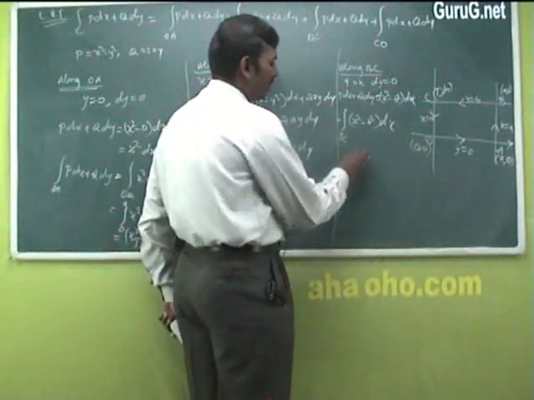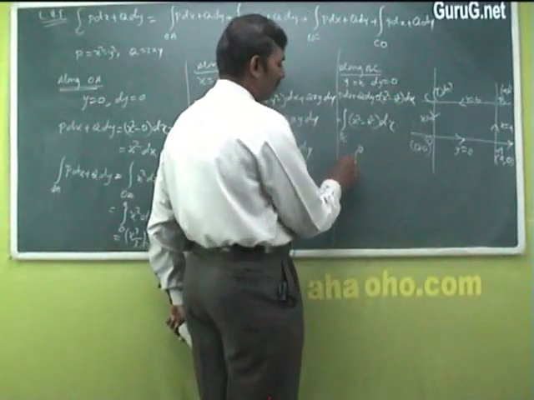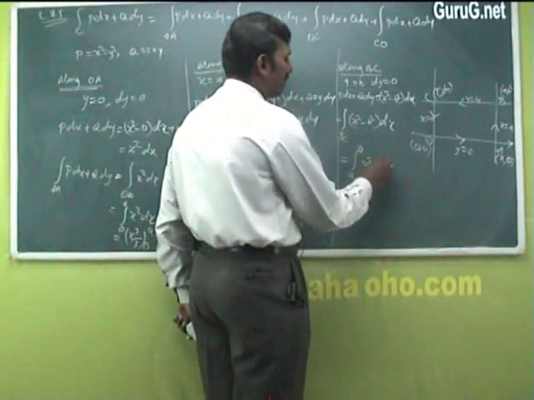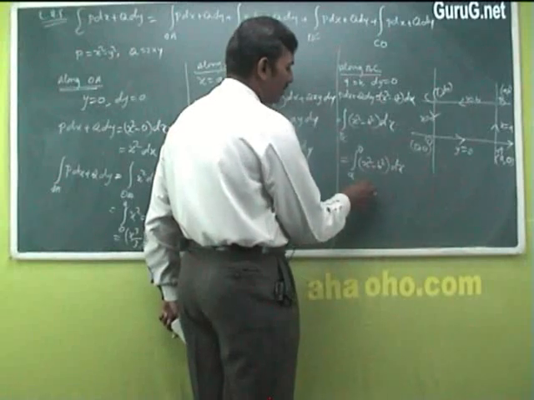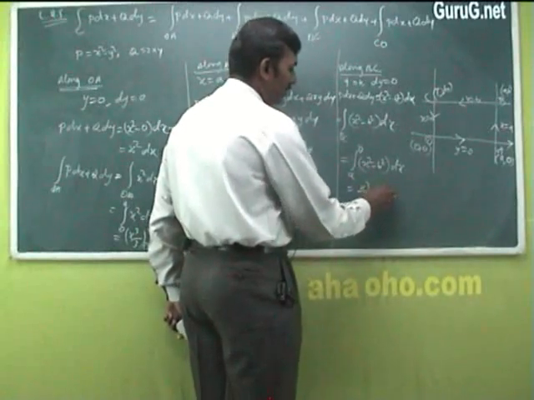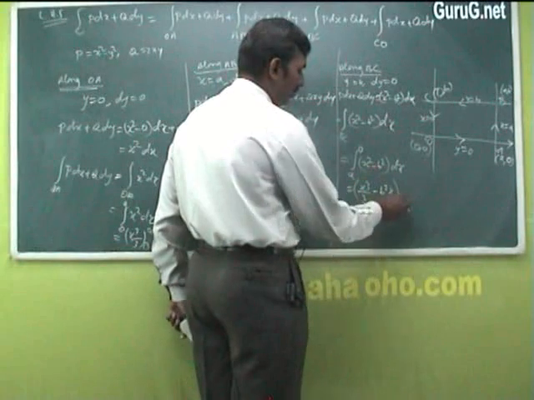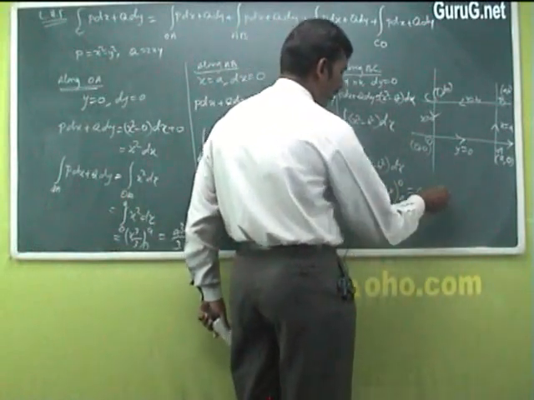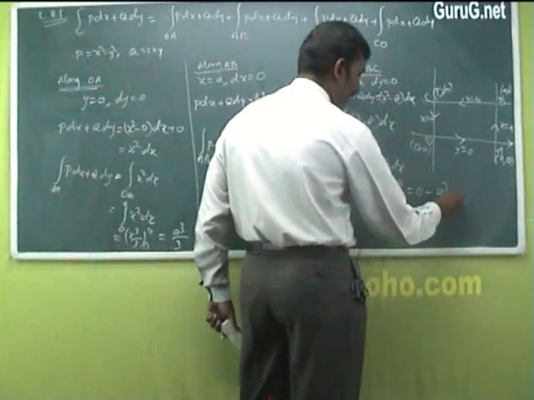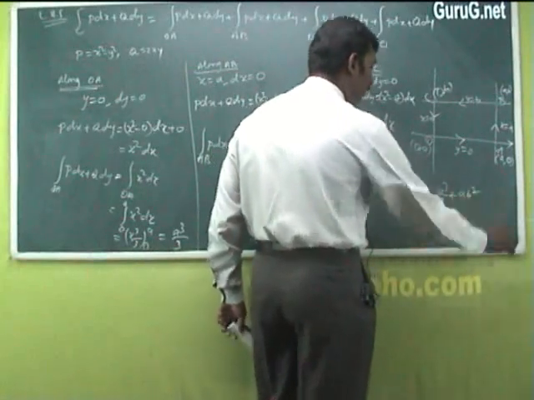So this is equal to integral a to 0 of x squared minus b squared into dx. Integrate this, x cubed by 3 minus b squared x, from a to 0. So substitute the upper limit 0 and minus a cubed by 3 plus a b squared, right.